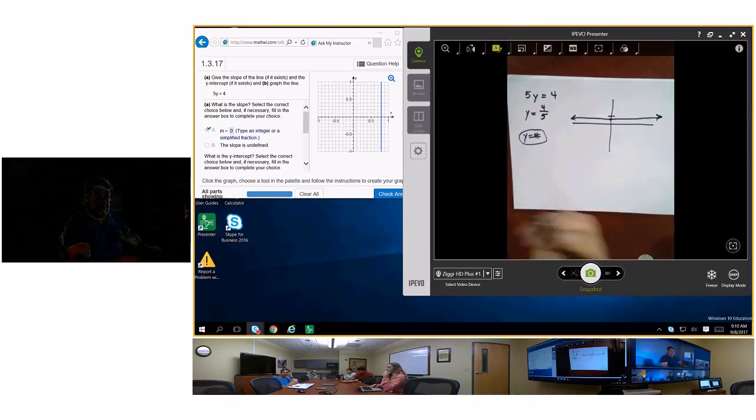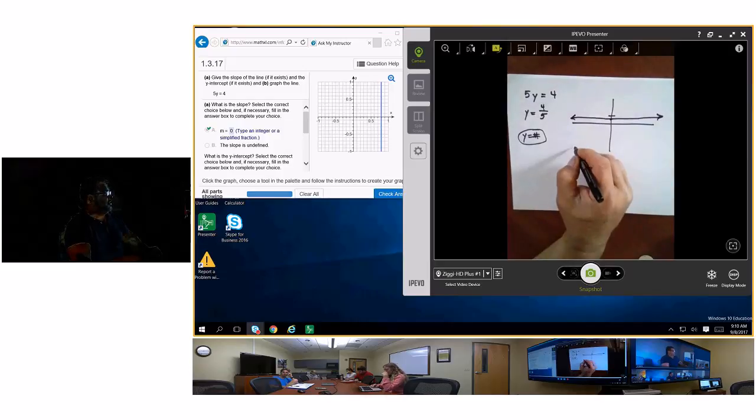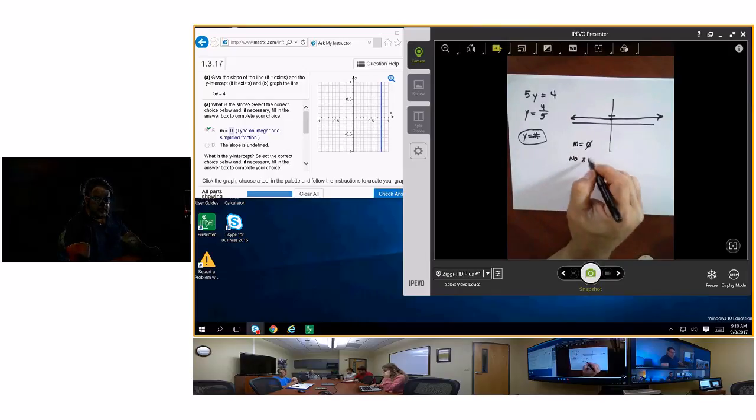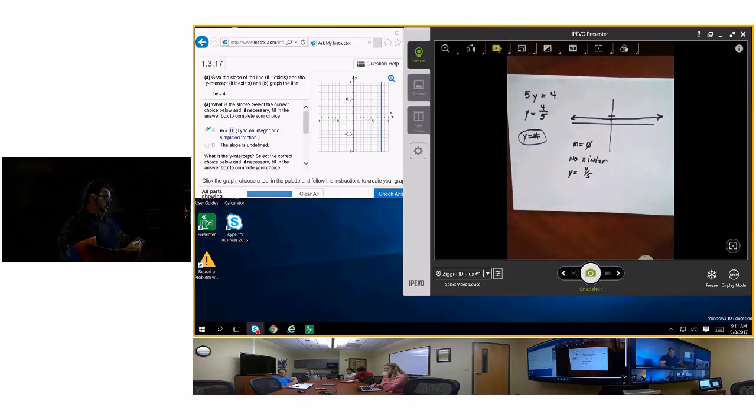Now, that line is a horizontal line. All horizontal lines, slope is equal to what? 0. And there is no x-intercepts. And the y-intercept is equal to 4/5. Capiche?